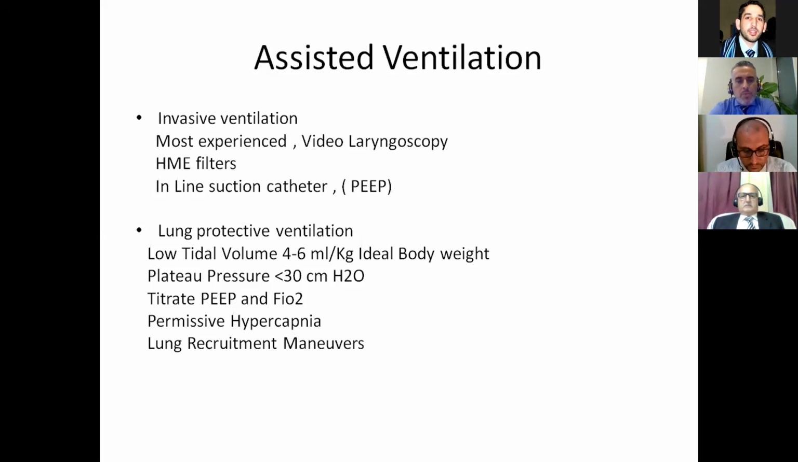Usually we go with a high FiO2. We start with 100% and a PEEP of say around 8 to 10, and then slowly we start increasing it based on the ABG results.